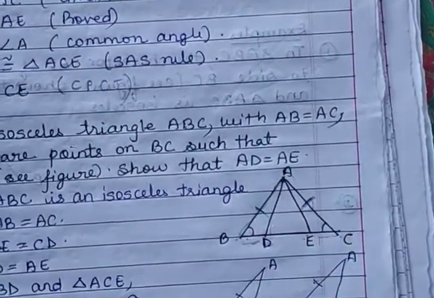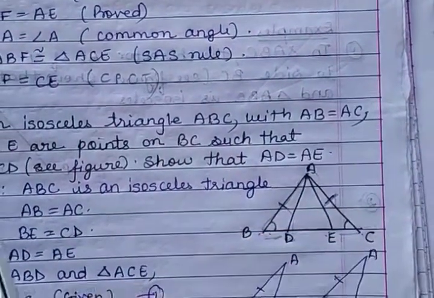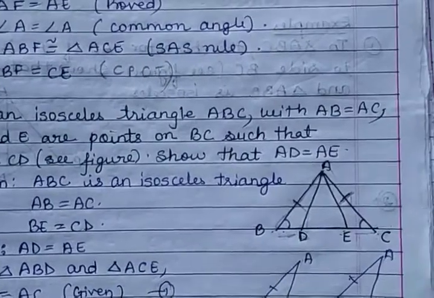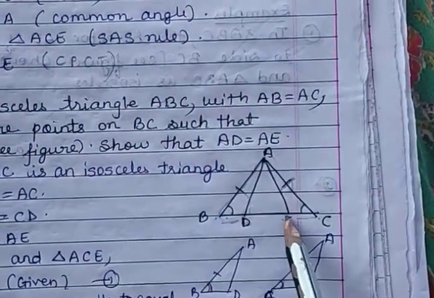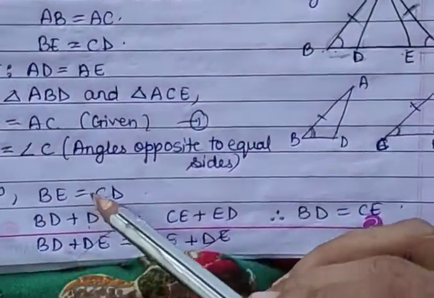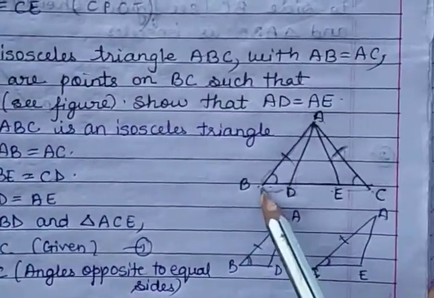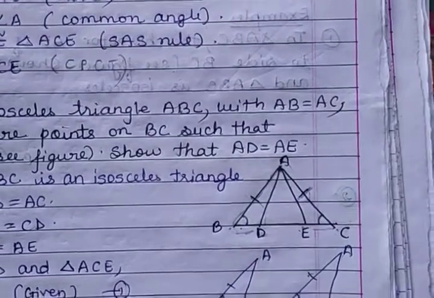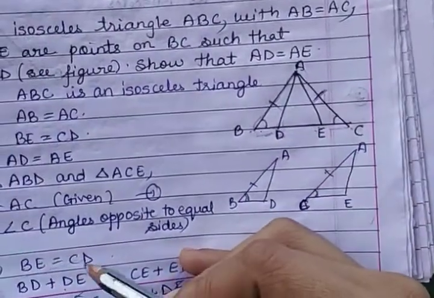Now see if any condition is given to you here. If you look at the figure, you are given that BE is equal to CD. So you are given BE is equal to CD. So let us use that condition to show that BD is equal to CE. That is to find the third condition. So BE is given to be equal to CD.